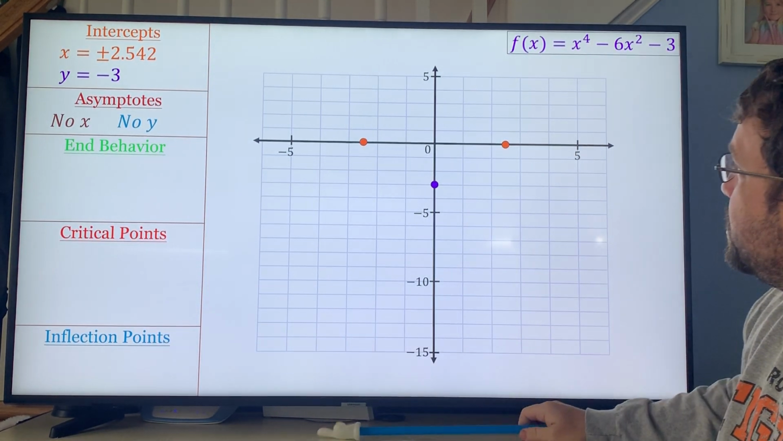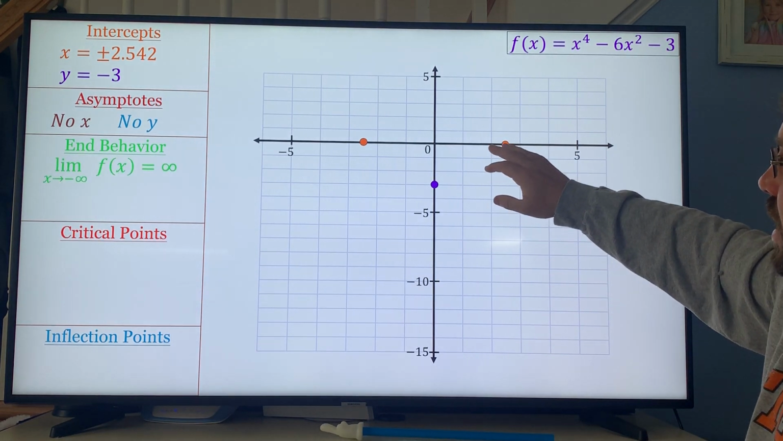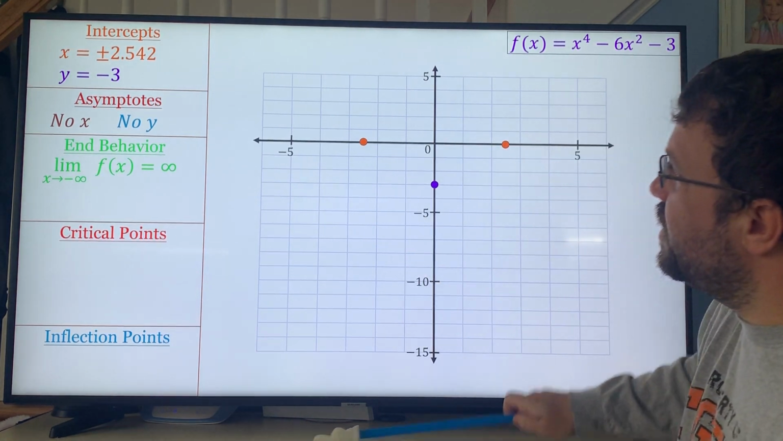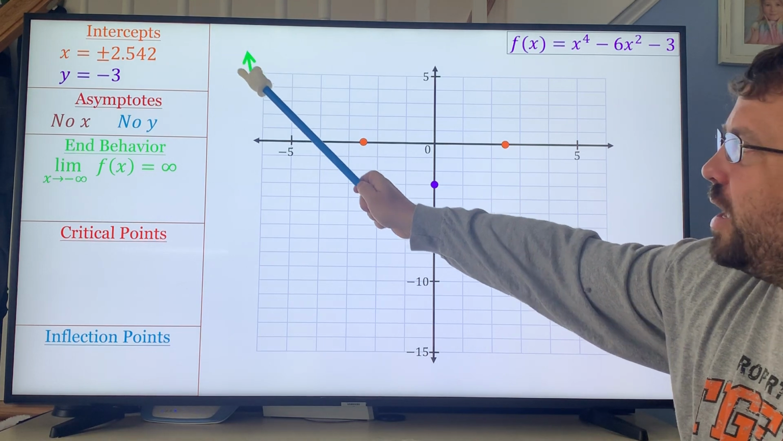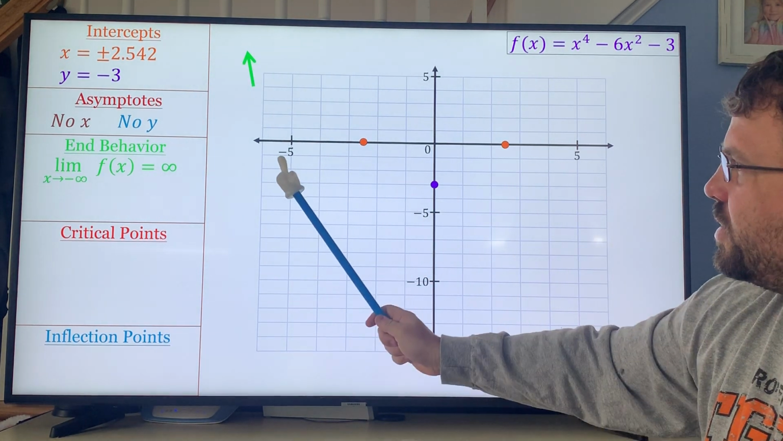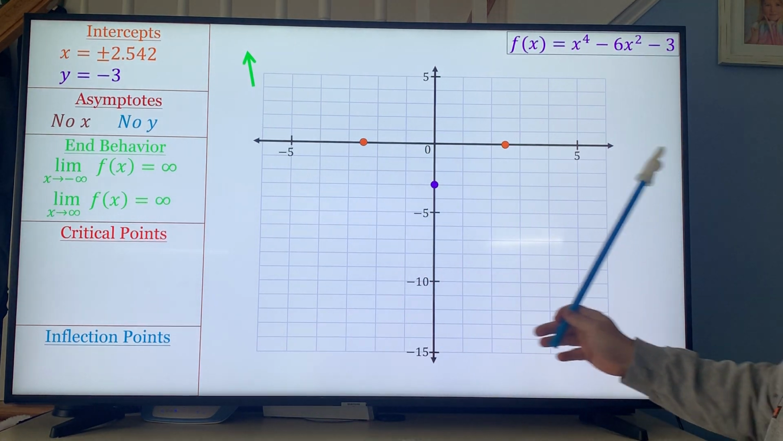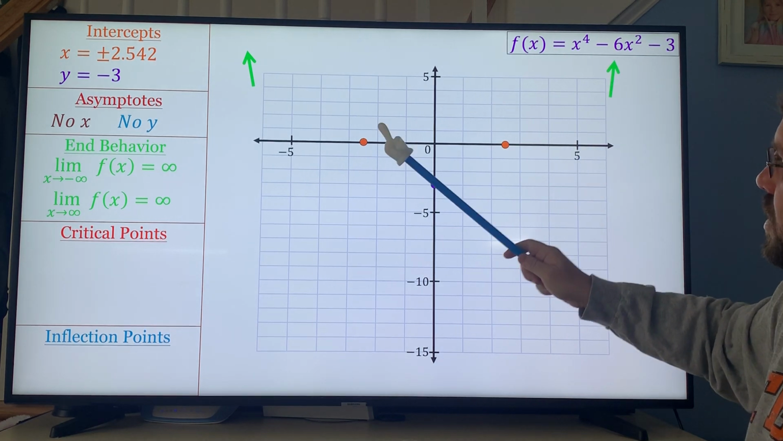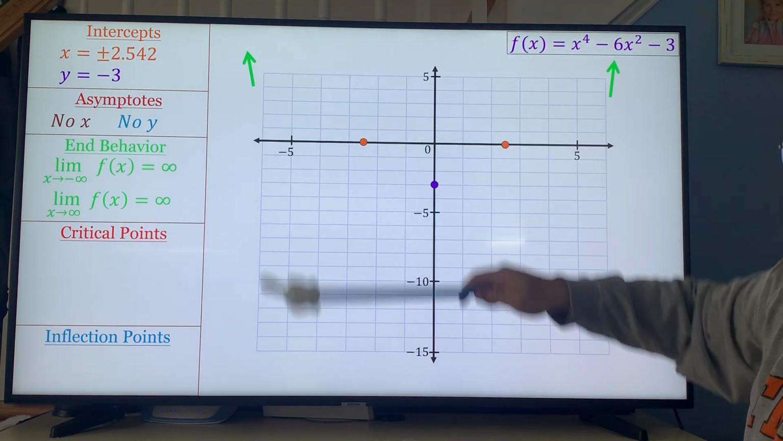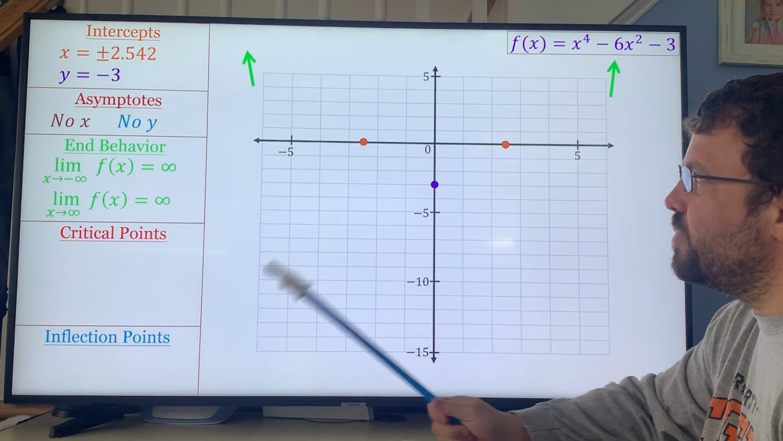End behavior, what is it doing as it's approaching infinity? Well, as it's approaching negative infinity, it's going up to infinity. And you could write this on your paper if you want. You don't have to, though. As you approach positive infinity, your graph is also going up to infinity. So we know the end behavior of these graphs. The graph's going to be shooting up in the air at the end.